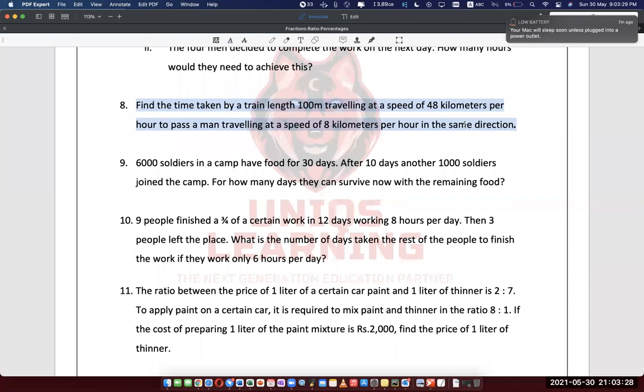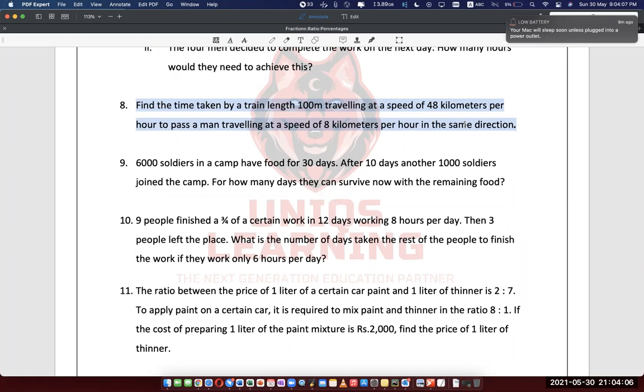So if they are directly proportional, how should I write them? 48 is to 8t plus 0.1 as 1 is to t. I'm not going to interchange it, because they are directly proportional, not indirectly proportional. So 48 over 8t plus 0.1 is equal to 1 over t. Cross multiplication: 48t is equal to 8t plus 0.1.